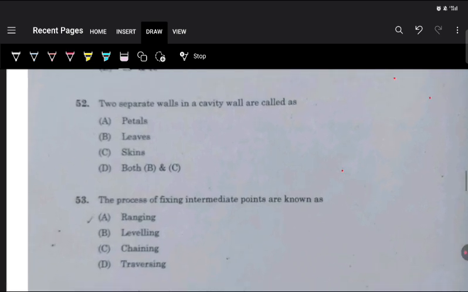Okay, coming to the next question. Two separate walls in a cavity wall are called as. So first of all, what is a cavity wall?